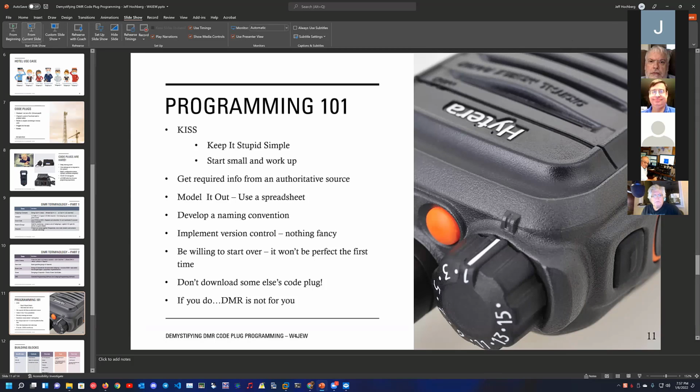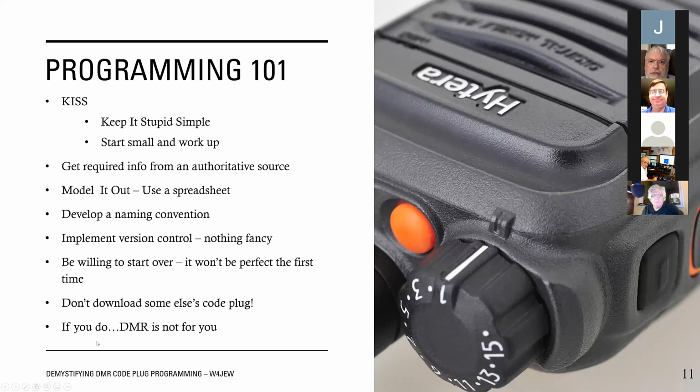Do not get attached to your code plug, like emotionally attached to it. Be willing to start over. And the simpler you keep them in the beginning, the less heartache you'll have over starting over again. It will not be perfect the first time. I would say it took me a good 2 or 3 years before I got to a point where I found something that works for me, and I do not change it anymore. I've finally ironed out everything.